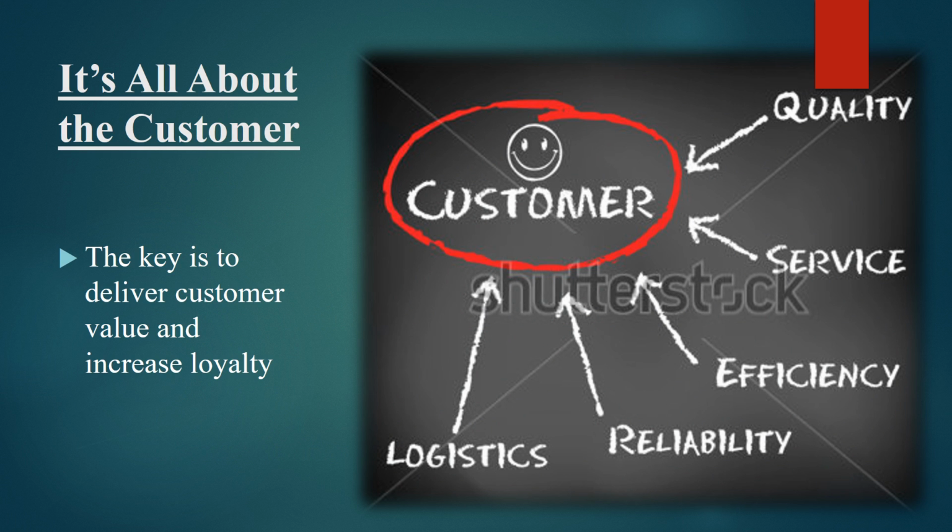As you can probably tell from the theme so far, it's all about the customer. The key is to deliver customer value and increase loyalty. And as you can see here, we have a smiling customer with 5 different service deliverables such as quality, service, efficiencies, reliability, and logistics.